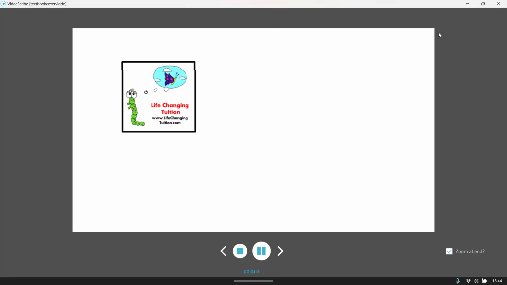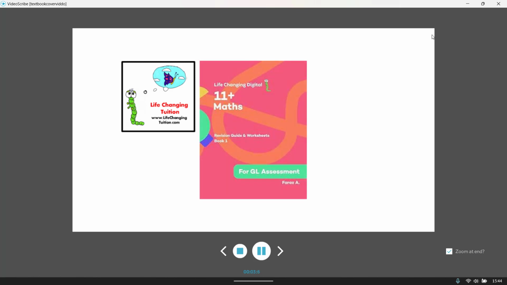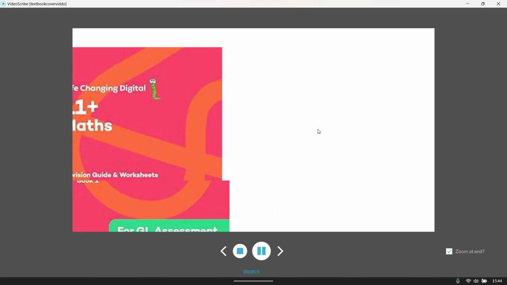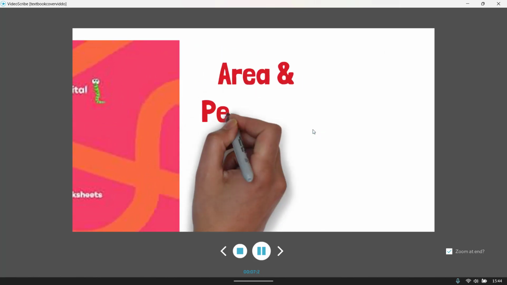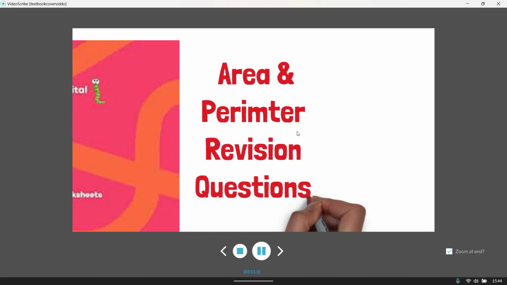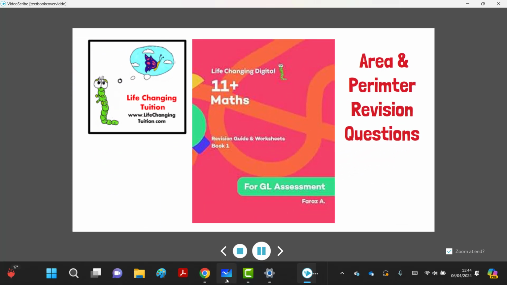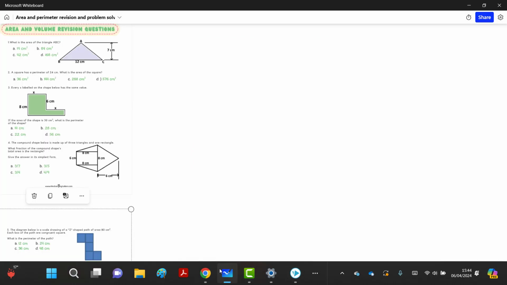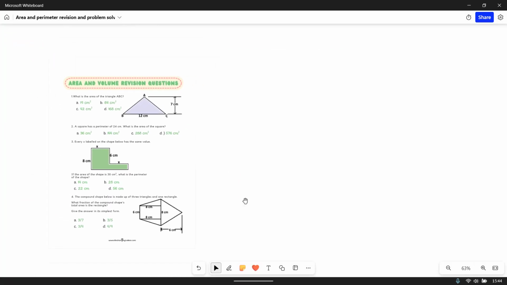Today we're going over area and perimeter. We're just going to go through the revision questions in the book, Maths Revision 11 Plus Revision Guide by Faraz. So let's get started. We'll spin up the whiteboard and we'll jump straight into these questions. Right.